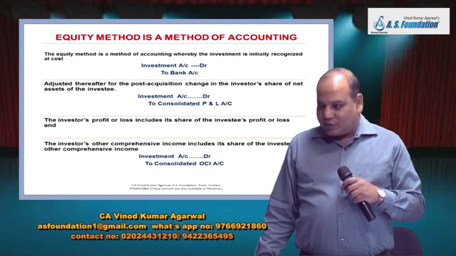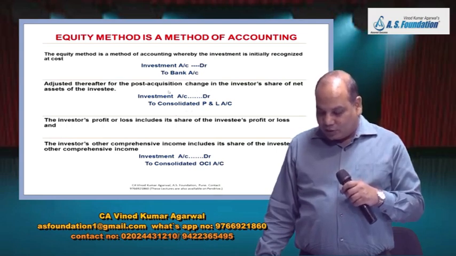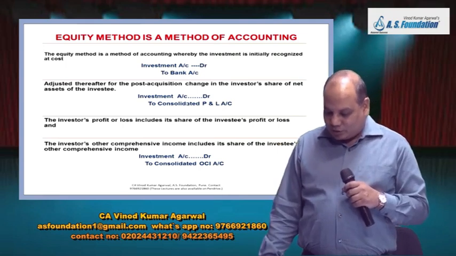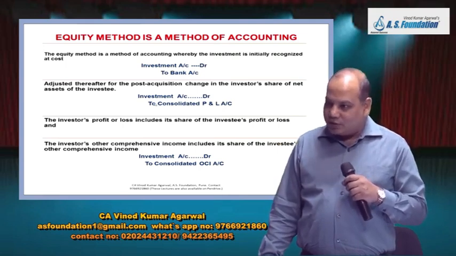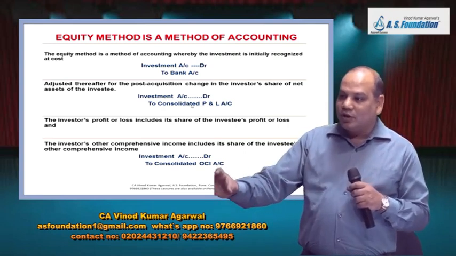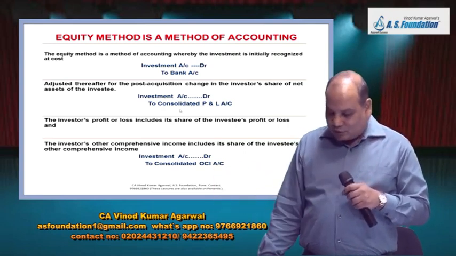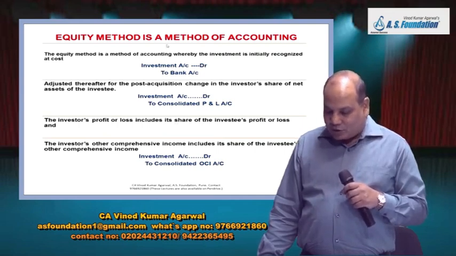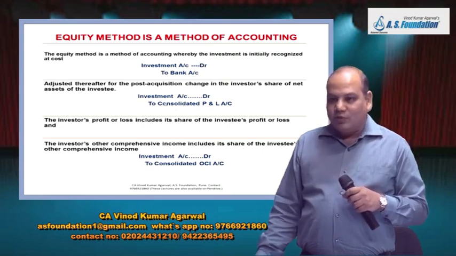Consolidated P&L account to investment. So now what will happen in this entry, you can visualize, as the associate makes more and more profit, it will get reflected in your financial statement also. Reverse, if they incur losses, that will also get reflected in your financial statement. If this standard is not there, then this entry will not be required.